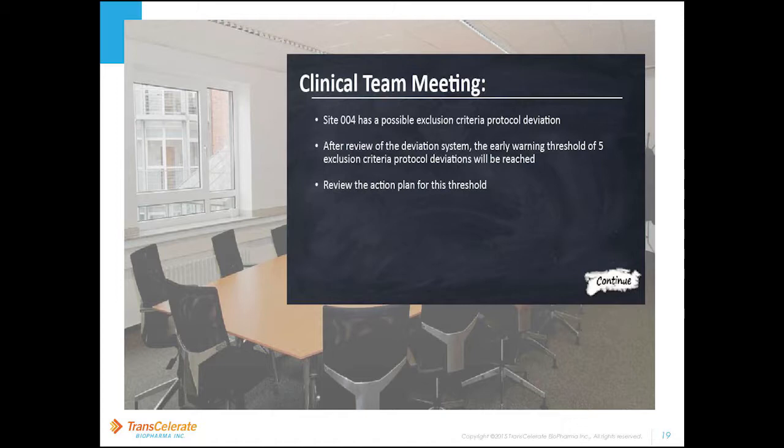After a review of the deviations in the system, if this deviation is confirmed, the early warning threshold of 5 exclusion protocol deviations will be reached. The team will now need to review the action plan for this threshold.